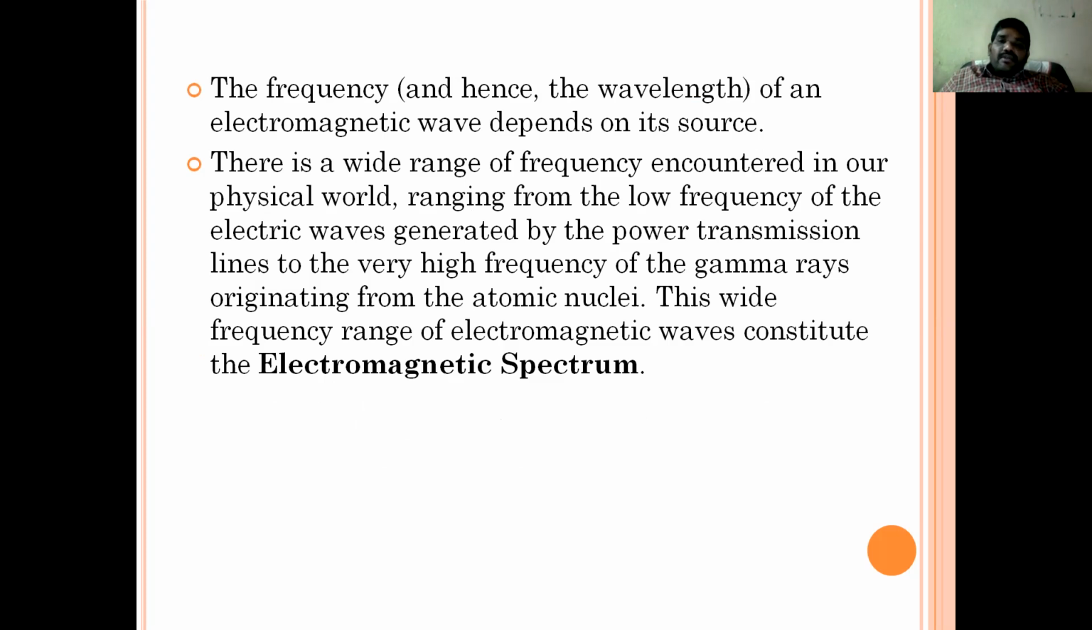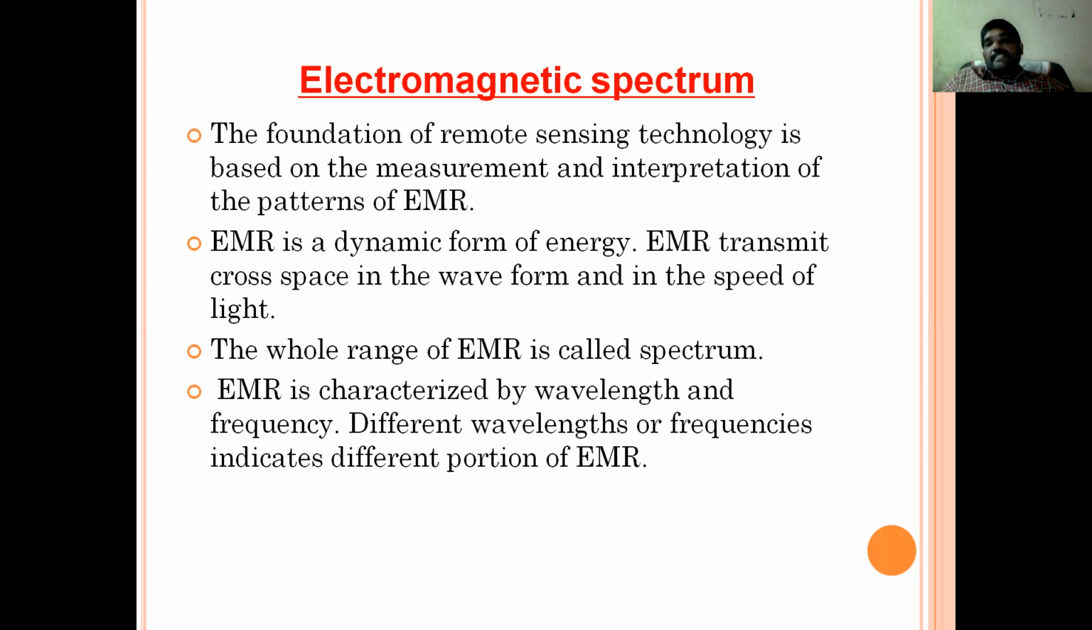Have a look over there. There is a wide range of frequency encountered in our physical world, ranging from the low frequency of the electric waves generated by the power transmission lines to the very high frequency of the gamma rays originating from the atomic nuclei. This wide frequency range of electromagnetic waves constitutes the electromagnetic spectrum. Hope you understood what electromagnetic radiation is. Now we will discuss the electromagnetic spectrum.